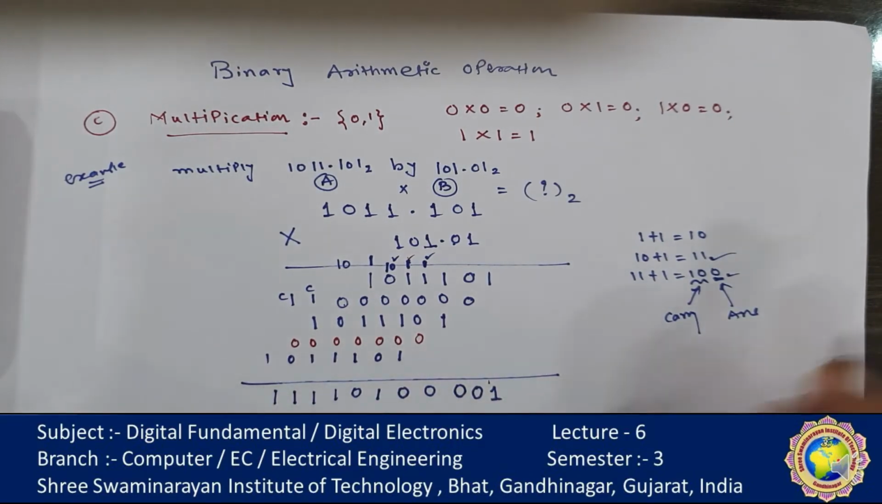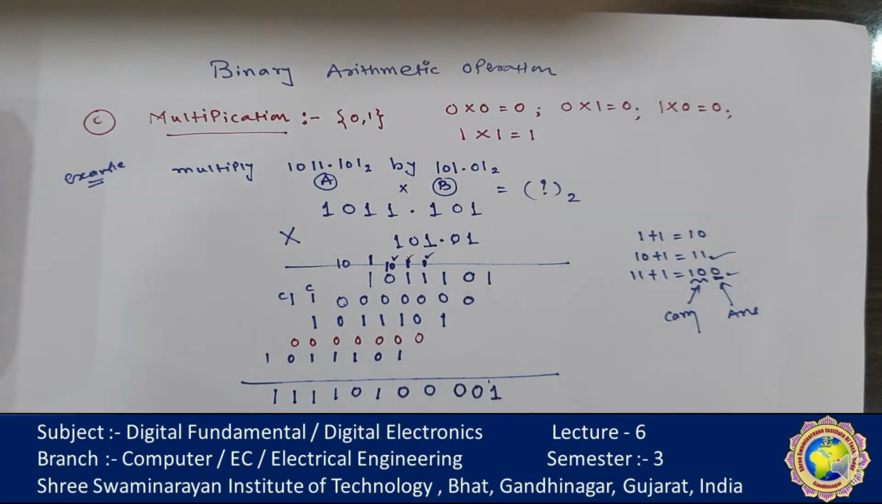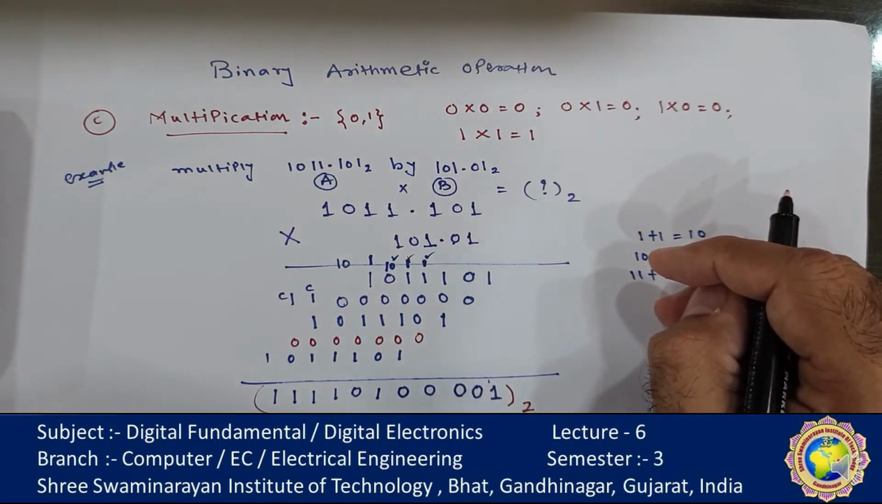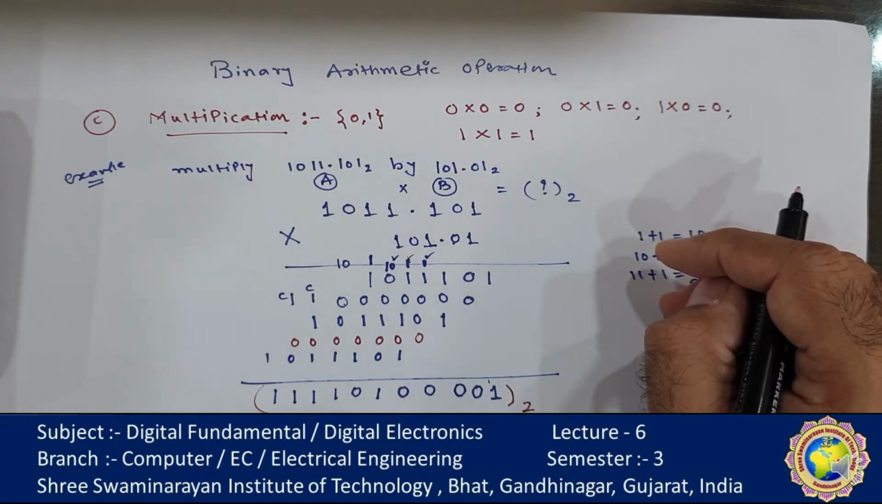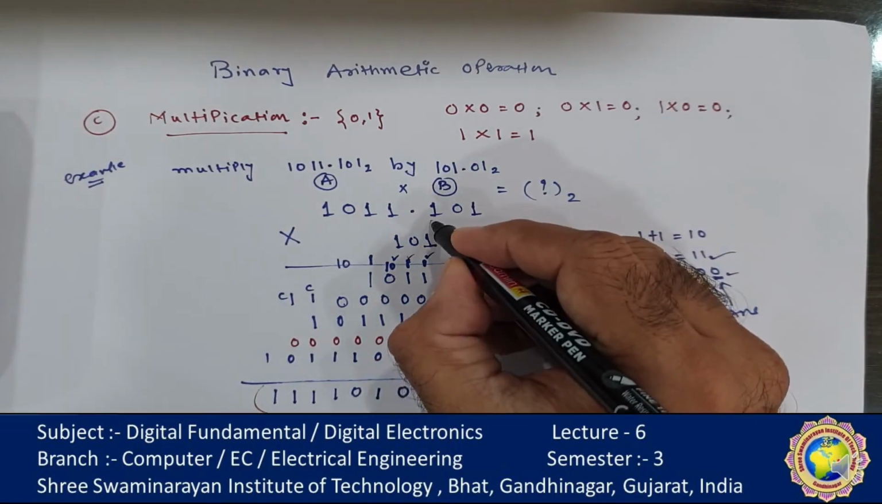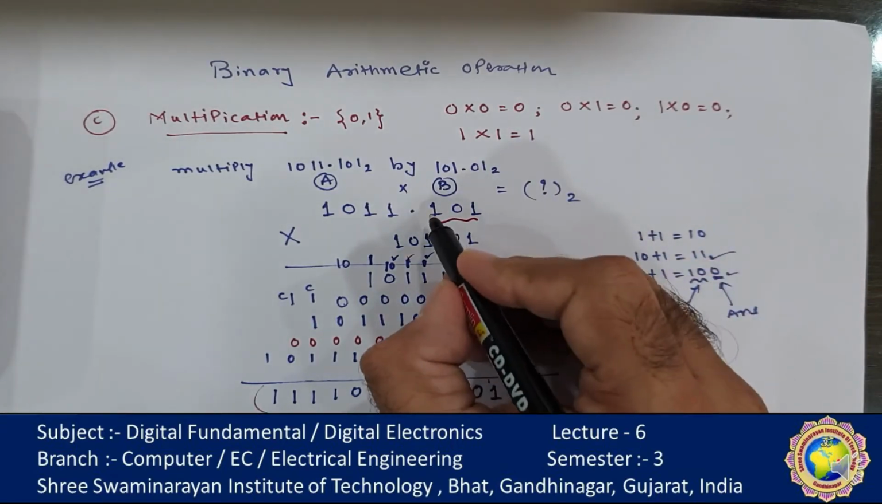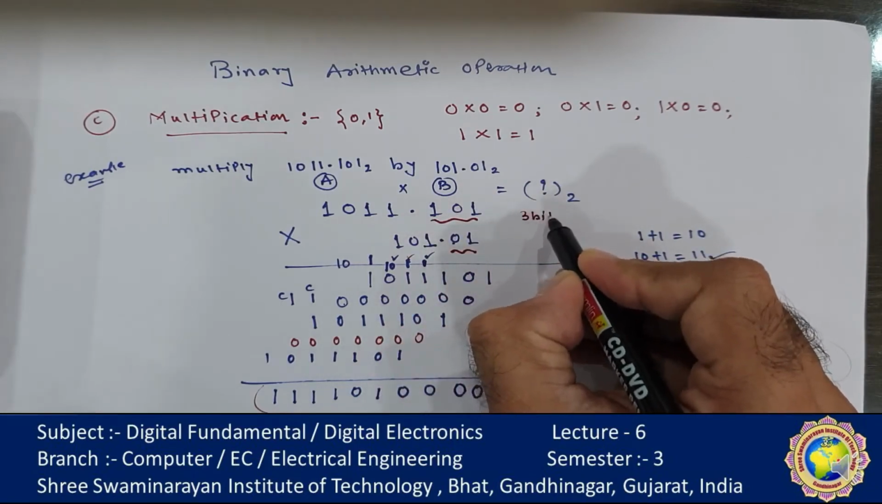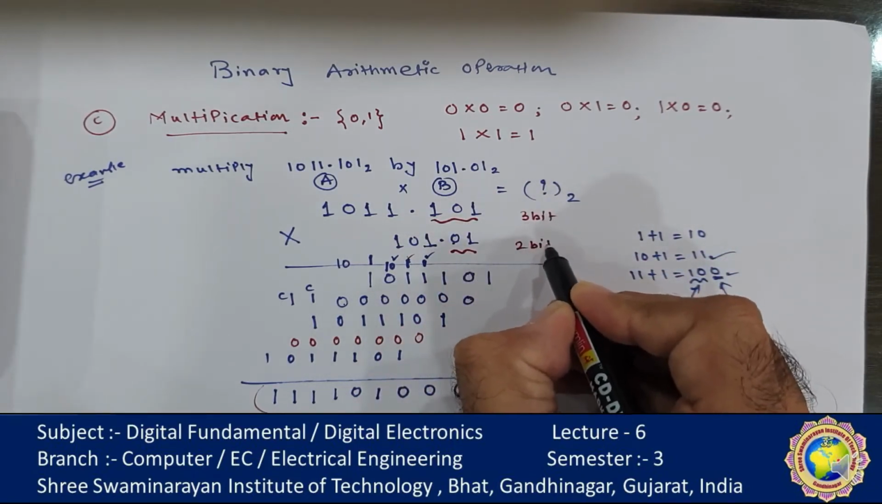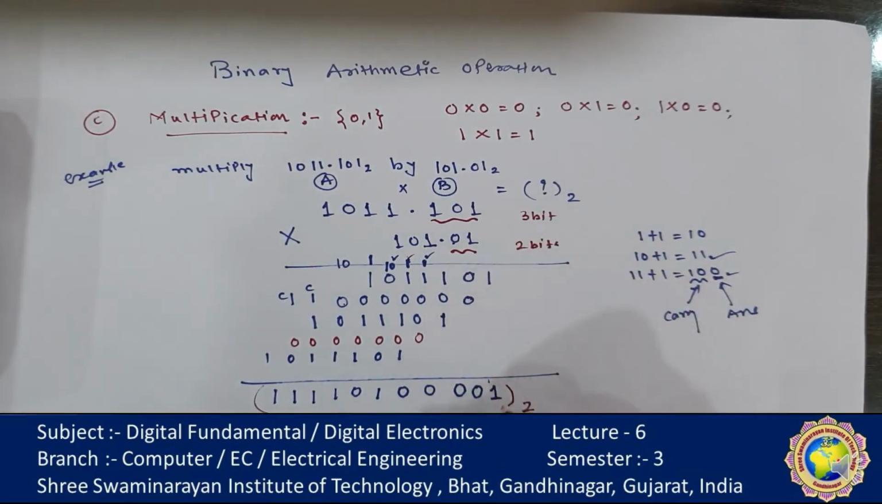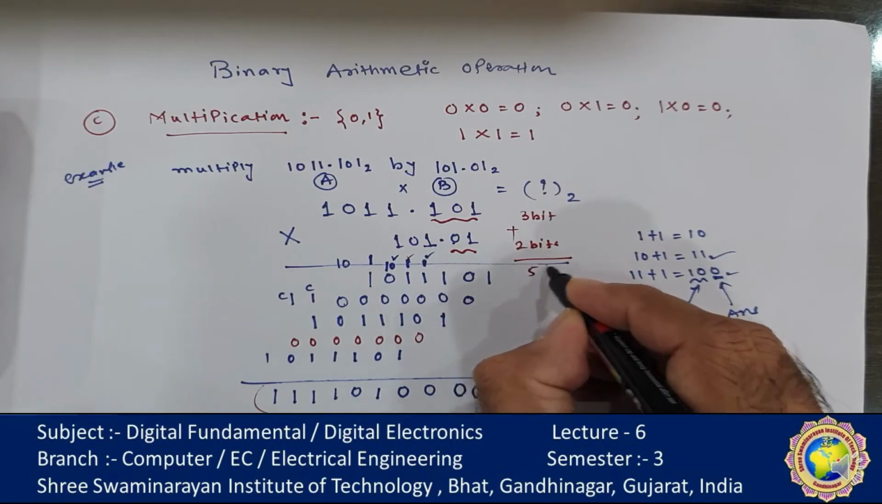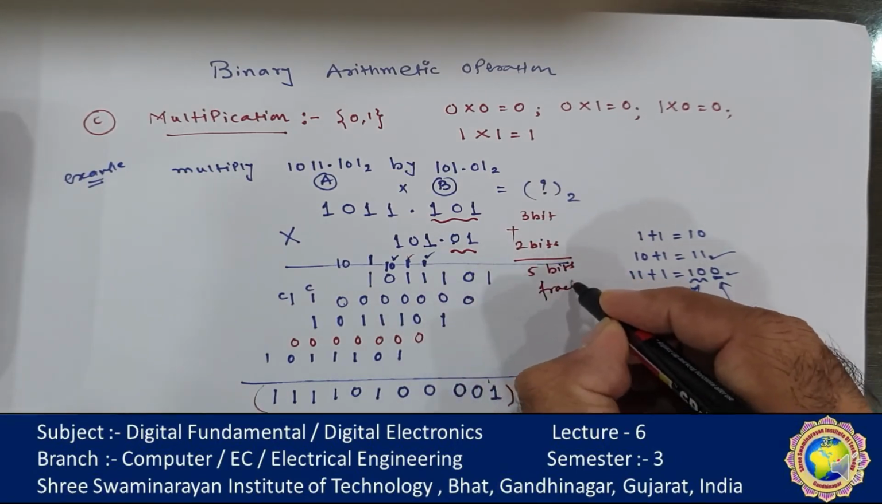Okay. So the answer, the multiplication of these two numbers, is 1 1 1 1 0 1 0 0 0 0 1. Now here, where can we put our decimal point? It depends on the number of fractional bits in the multiplicand and multiplier. Here 1, 2, 3, 3 bits. Here 2 bits. So total 5 bits are there. 5 bits fraction point.